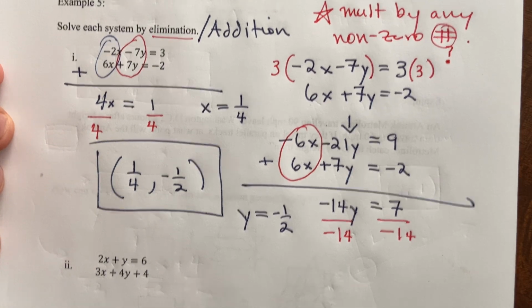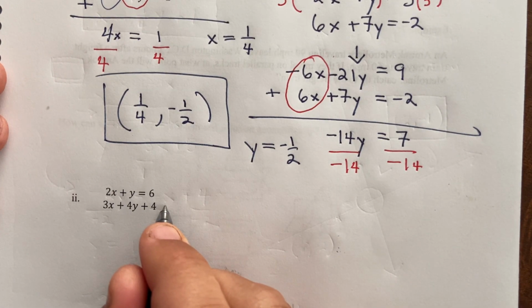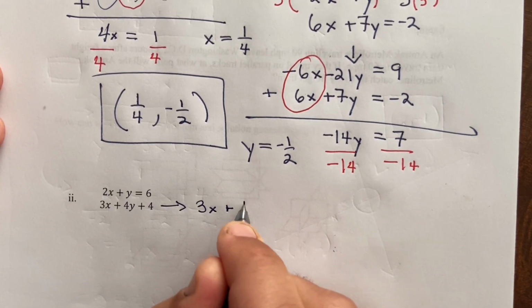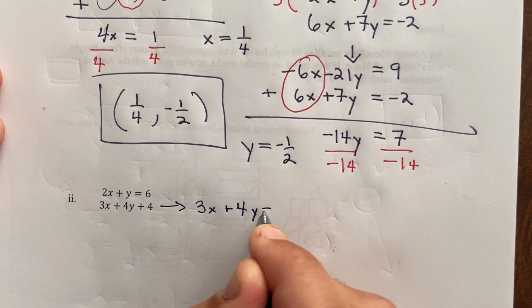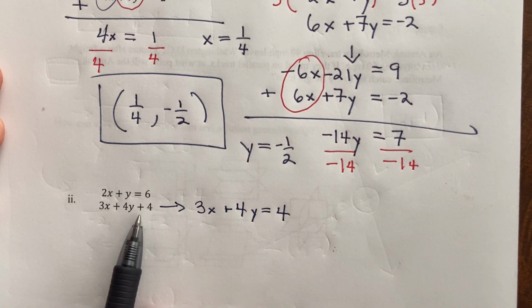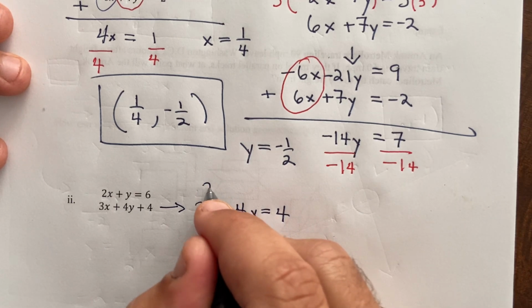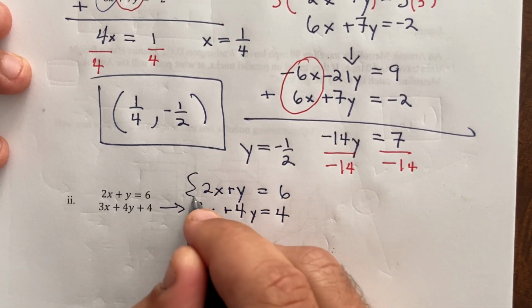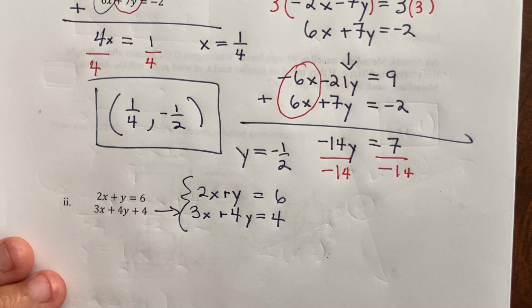I'll leave this next one to you, but just know this should have been different. This should be 3x plus 4y equals 4. I should have had an equal sign, not another plus sign. So it should be this system for part 2 here.